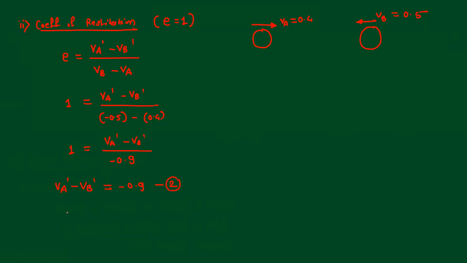So equation 1 is 2 VA dash plus 3 VB dash equal to minus 0.7. If you solve equations 1 and 2 simultaneously, then you will get the answers for VA dash and VB dash.